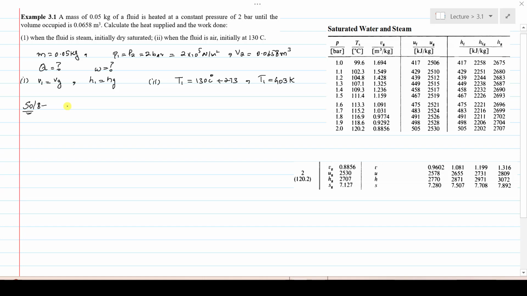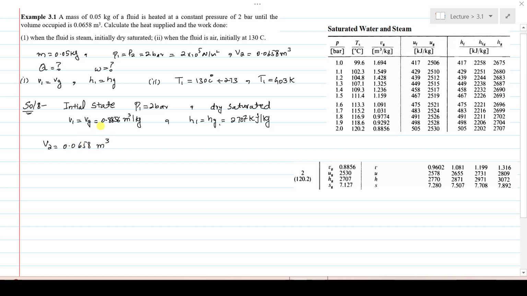Now let's come toward the solution. First, the initial state of the steam. At pressure P1 of 2 bar, from the saturated steam table, the specific volume V1 is 0.8856 and the H1 value is 2707 kilojoule per kg. So V1 is equal to Vg, which is 0.8856 meter cube per kg, and H1 is equal to Hg at the initial state, which is 2707 kilojoule per kg.